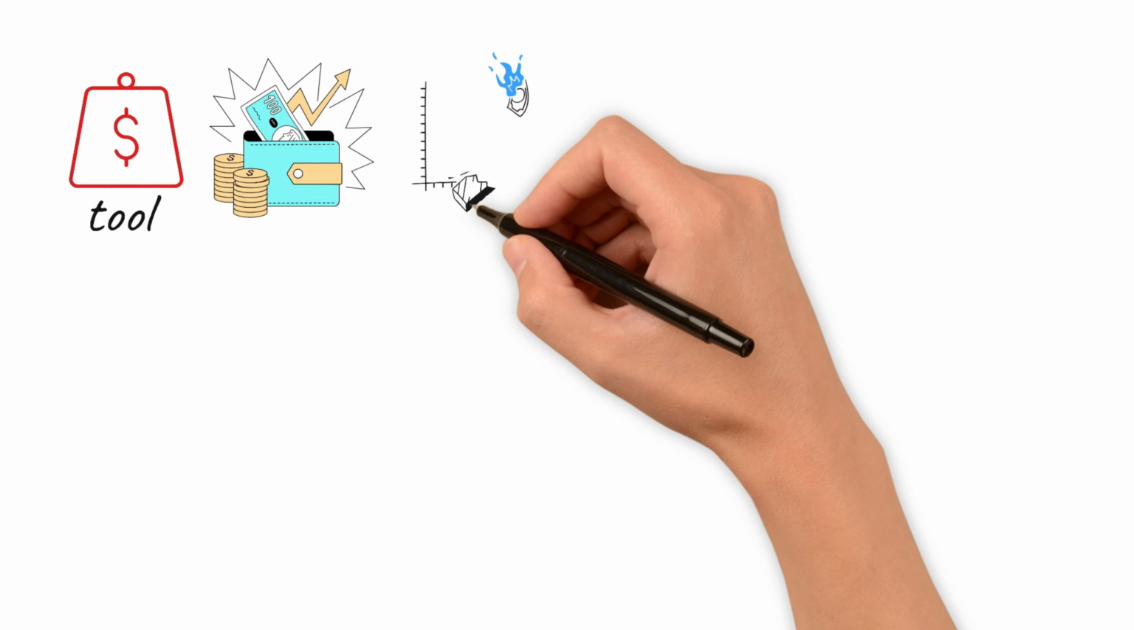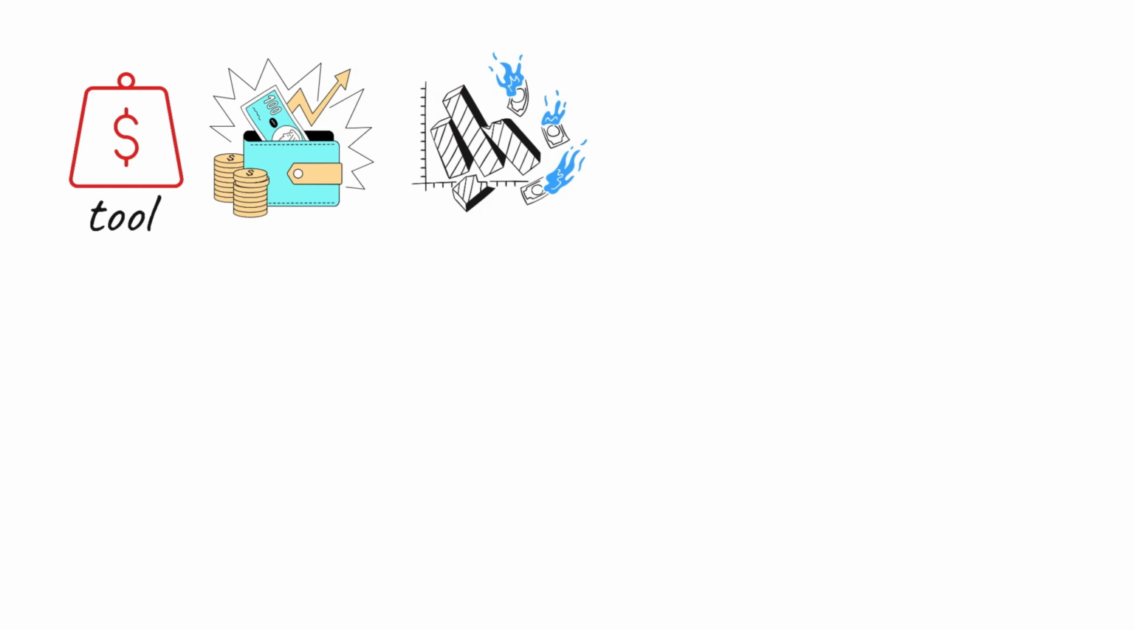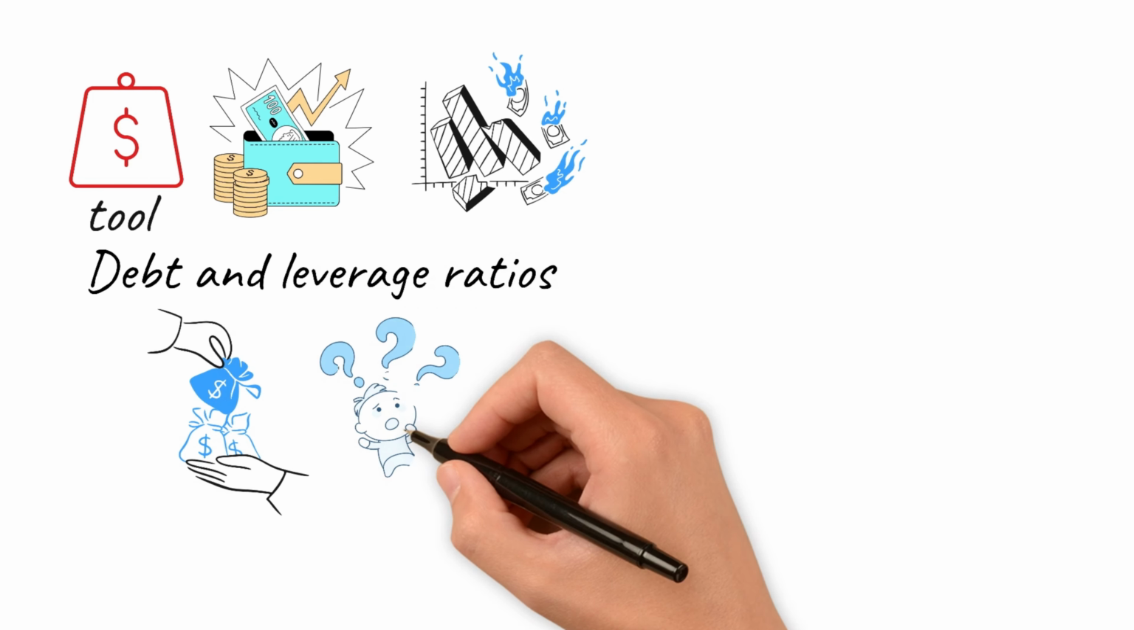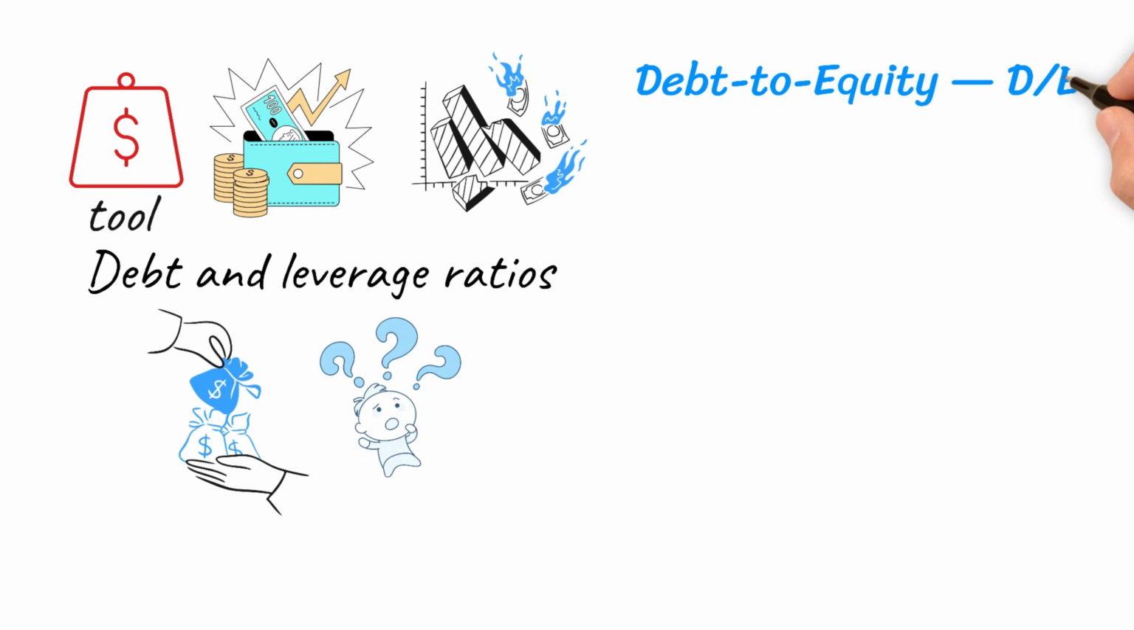Debt is a tool. Used well, it amplifies returns. Used badly, it destroys companies. Debt and leverage ratios tell you how much of a company's capital structure is borrowed and whether that borrowing is sustainable. The most common is debt to equity, D/E.